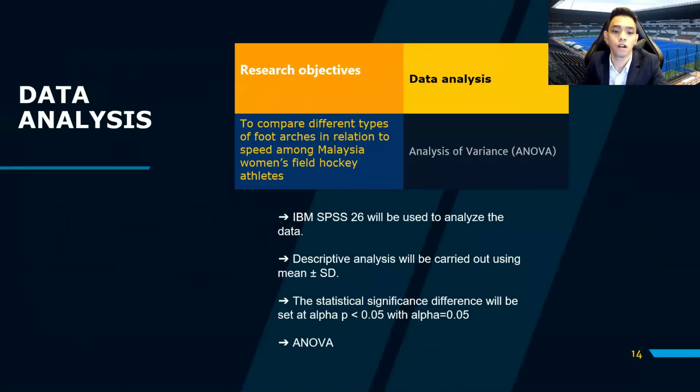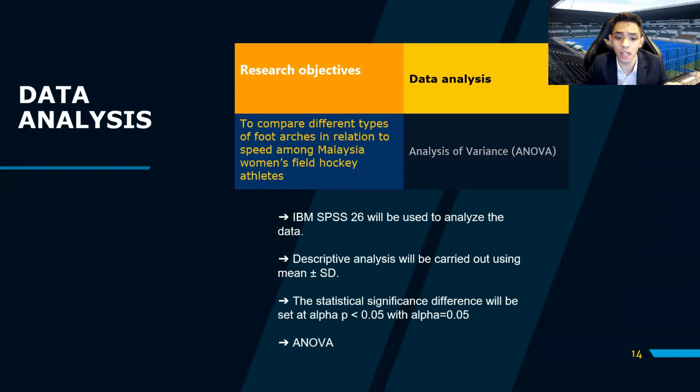Okay, moving next to our data analysis. The objective is to compare the different types of foot arches in relation to power among Malaysian women field hockey athletes. The data analysis uses ANOVA. IBM SPSS 25 will be used to analyze the data to compare the different types of foot arches in relation to power among Malaysian women's field hockey athletes.